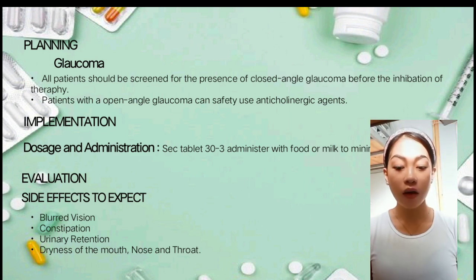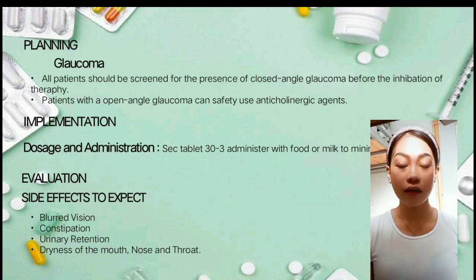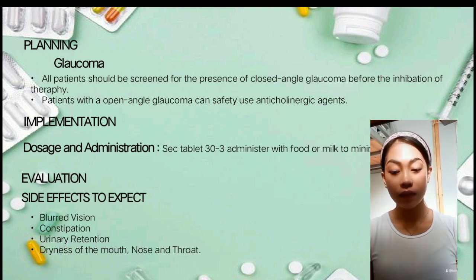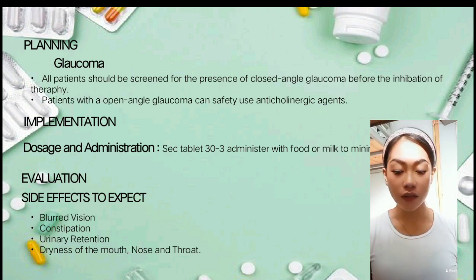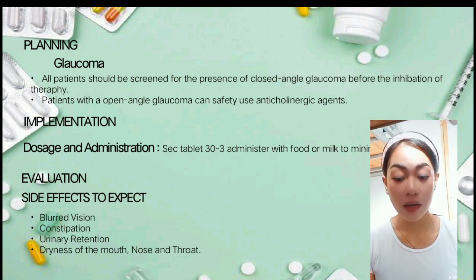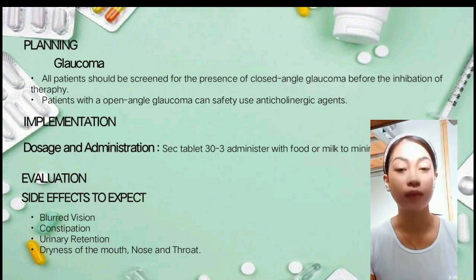Planning. Glaucoma. All patients should be screened for the presence of closed-angle glaucoma before the initiation of therapy. While a patient with open-angle glaucoma can safely use anticholinergic agents, intraocular pressure should be monitored regularly. So implementation, dosage and administration. Administer with food or milk to minimize gastric irritation.